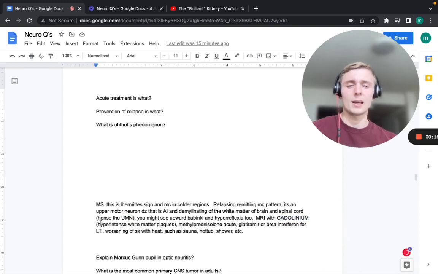The best test is MRI with gadolinium, importantly, with gadolinium. And what you'll see is hyperintense white matter plaques. So it's important to know hyperintense white matter plaques. And for acute management, methylprednisolone. And for chronic, glatiramer or beta interferon for long-term preventing those relapses. And you also should know worsening of symptoms with heat, such as sauna, hot tub, and shower. That's Uthoff's phenomenon. So they get worsening of their symptoms when exposed to these types of hot environments.